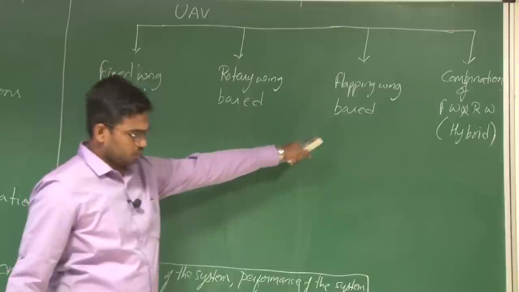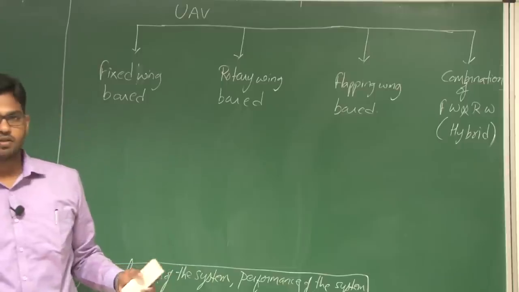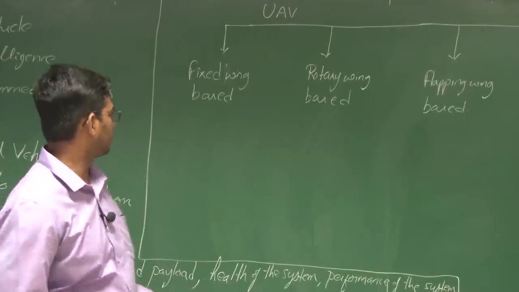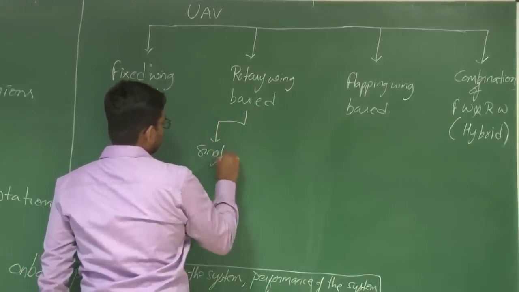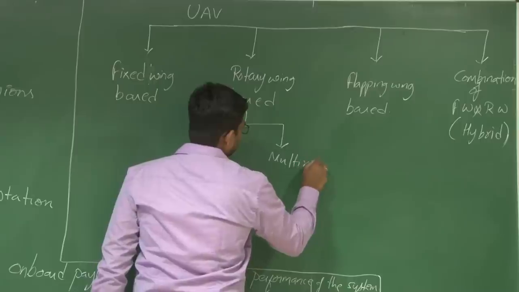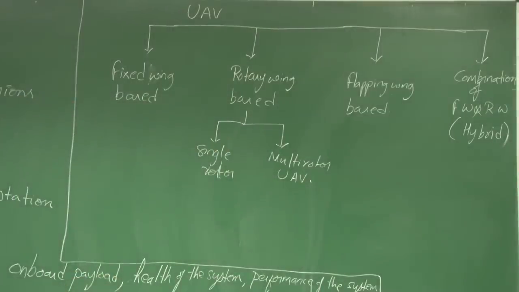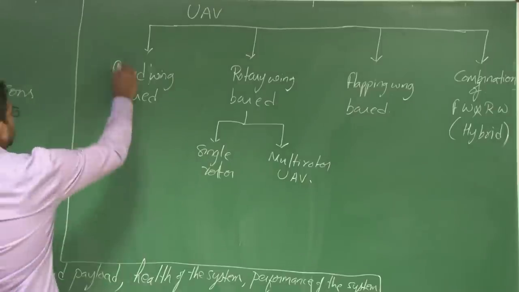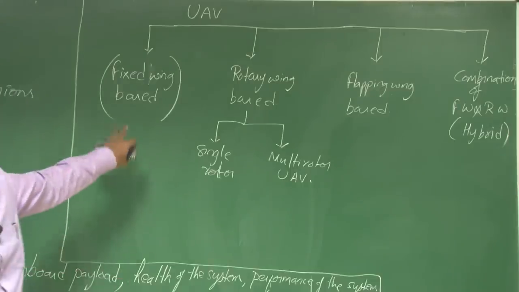Flapping wing UAVs are mostly termed ornithopters, where the design is carried out by means of the aerodynamics associated with the flight of insects and birds. In case of rotary wings, again, there are single rotor and multi-rotor test beds that you can develop under rotary wing UAVs. What we'll be talking about is fixed wing UAVs. The content that we have presented here is more or less related to fixed wing UAVs.